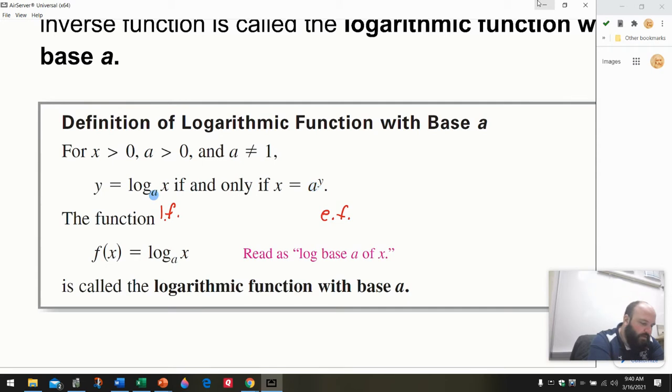So if you look over here, we have a, it looks like a to the x, and we end up with a to the y. That's how I remember that. The bases stay the same, so the base of the log becomes the base of the exponent, and then the x and y switch. That's how to go from logarithmic form to exponential form. Now, it is read as log base a of x.